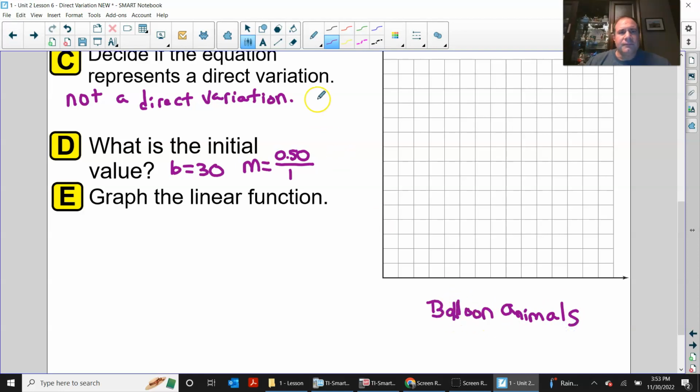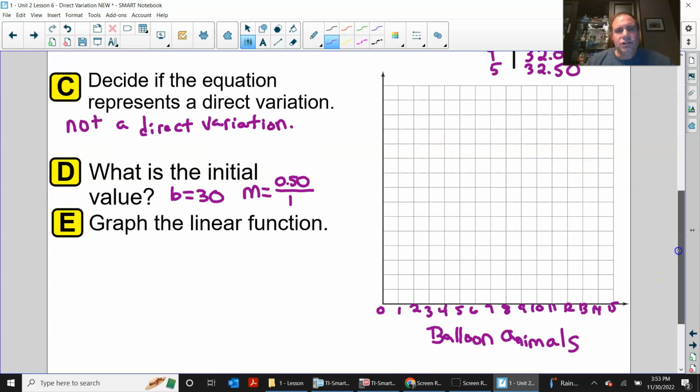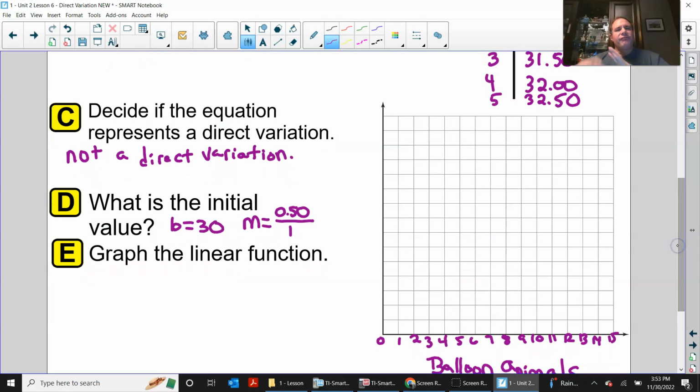All right. So we're going to put balloon animals: 0, 1, 2, 3, 4, 5, up to 15 balloon animals. So whatever Fran starts at, you're going to start your graph at.